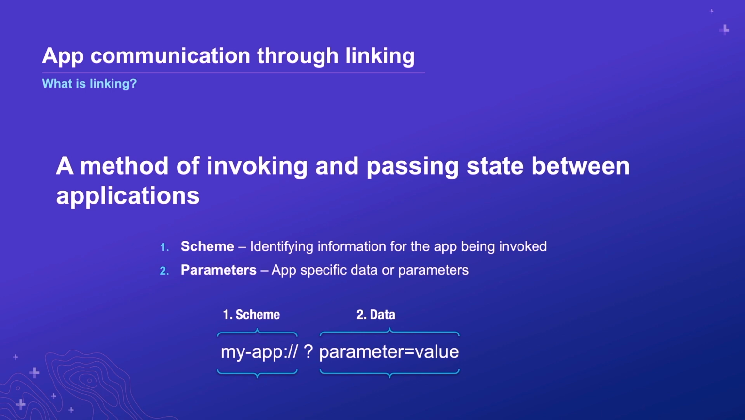Now, for the sake of what we'll be talking about today, when we talk about links, we'll break it down into two components. First, the scheme, and this will be the identifying information for the app being opened, and then we'll also have some parameters. So this will be the app-specific data that we'll be attaching onto that URL, and this will be the context for that application.